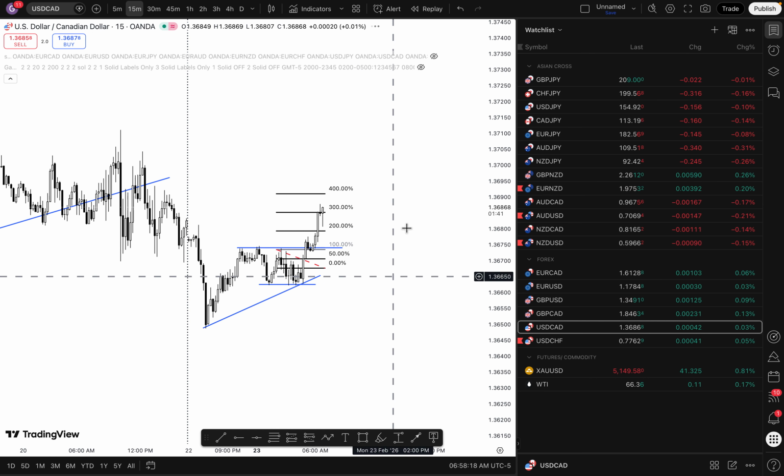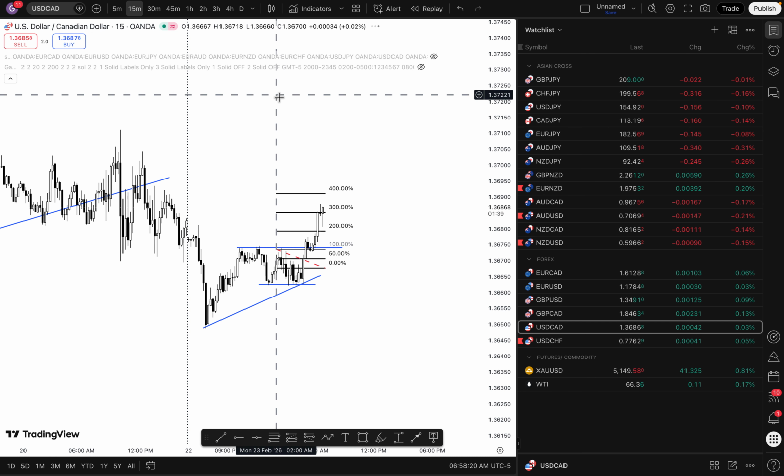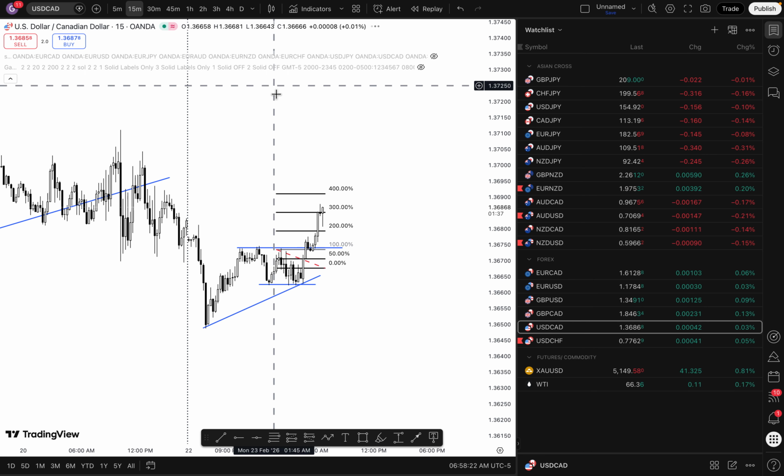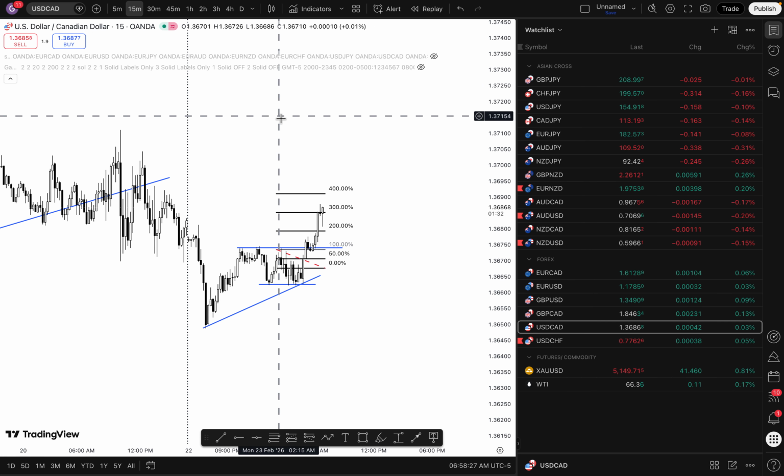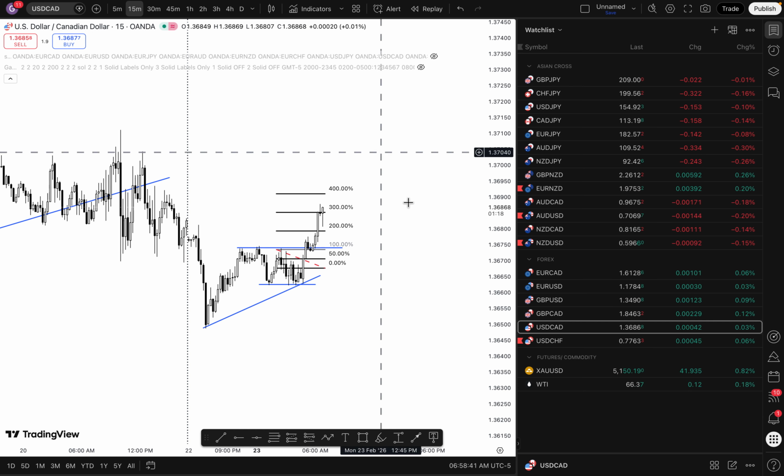So every session has an opening range. Every week has an opening range. Every month has an opening range. The opening range of the month, week, day. The opening range of the day is Asia. Asia high and low is the opening range of the day. That is where we begin to look at certain opportunities.